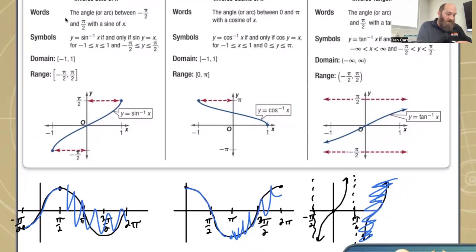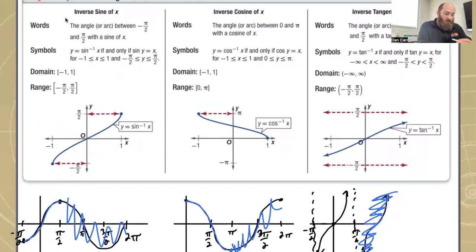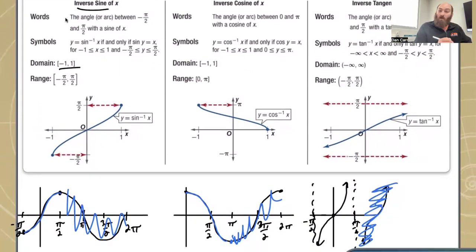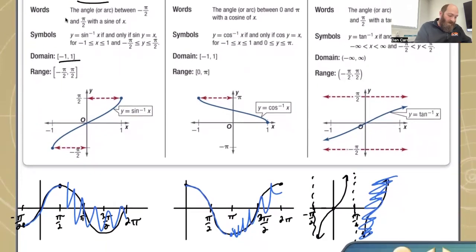For sine, or I should say inverse sine, the inverse of sine, we're going to get a domain of -1 to 1. That is because it goes down here and up here. Those are the only values the normal sine function takes. That's the range of that sine function, so that's going to be my domain. The range is going to be negative pi over 2 to pi over 2, which is saying here to here for my domain.